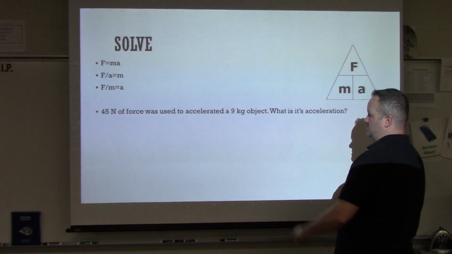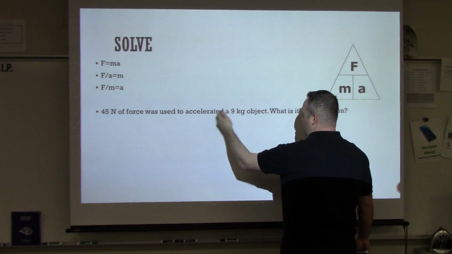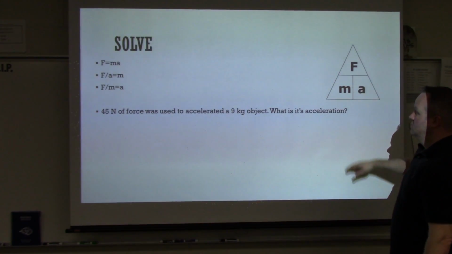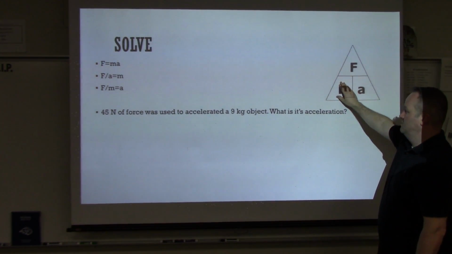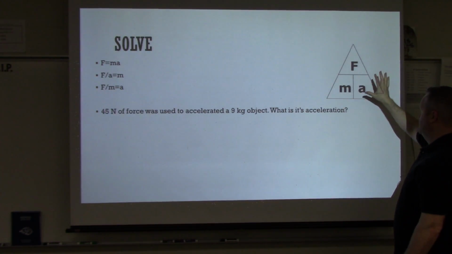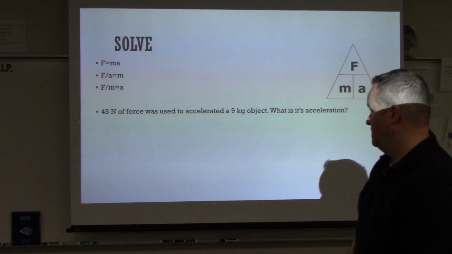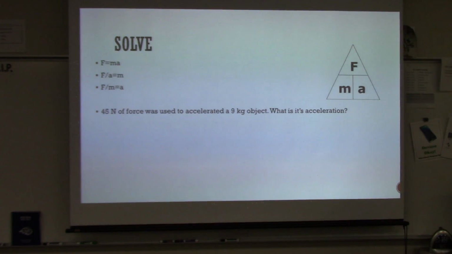Again, trying to find acceleration. 45 newtons of force was used to accelerate a 9 kilogram object. What is this acceleration? So you would have 45 divided by 9, and that gives you an acceleration of 5 meters per second squared. Remember, it's always expressed in square units for the seconds. All right, and let's do one more.